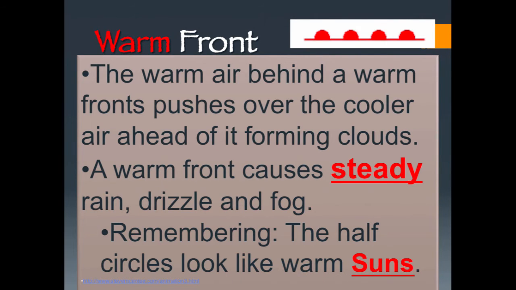So let's talk about a warm front. A warm front is shown by this symbol right here. It's red, but again, it's semicircles. A warm front is when warm air is moving behind the warm front and it pushes over the colder air and it's still forming clouds. Now again, density isn't going to change. So the warm air is going to move on top of the cold air and then sink down as it pushes it out of the way.